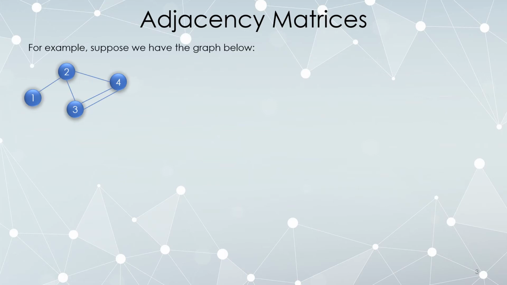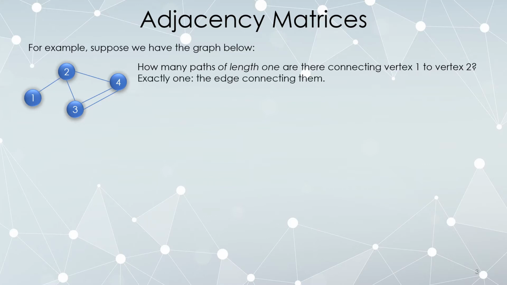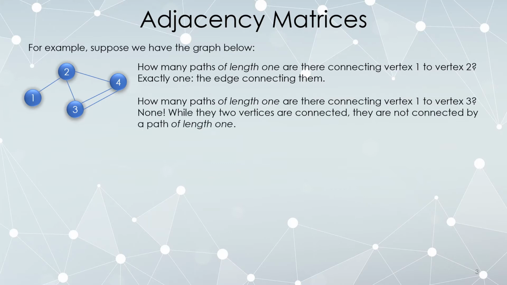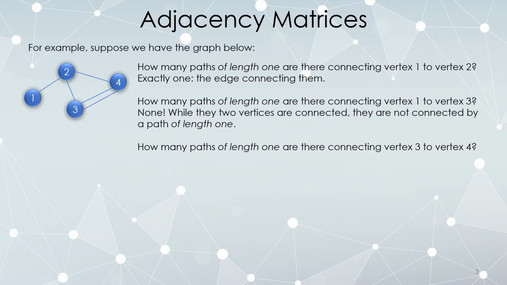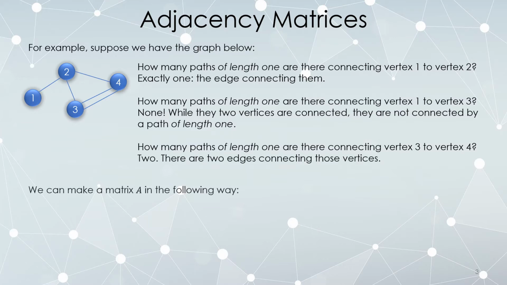So for example, suppose here's our graph. How many paths of length 1 are there connecting vertex 1 to vertex 2? Well, there's one of them, because it has an edge. How many paths of length 1 are there from vertex 1 to vertex 3? None of them. It doesn't have an edge connecting them. So while they are connected, I can get from vertex 1 to vertex 3, I cannot do so with a single edge. And how many paths of length 1 are there from vertex 3 to vertex 4? Well, there's 2, because there are 2 different edges that connect them.